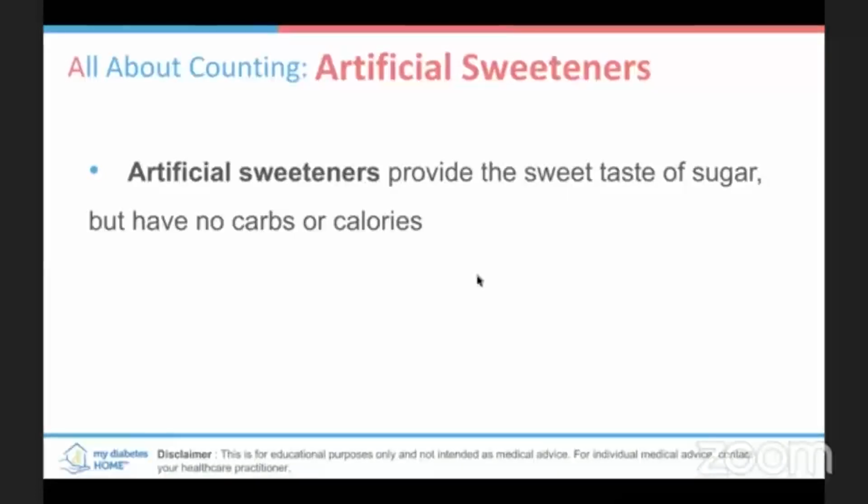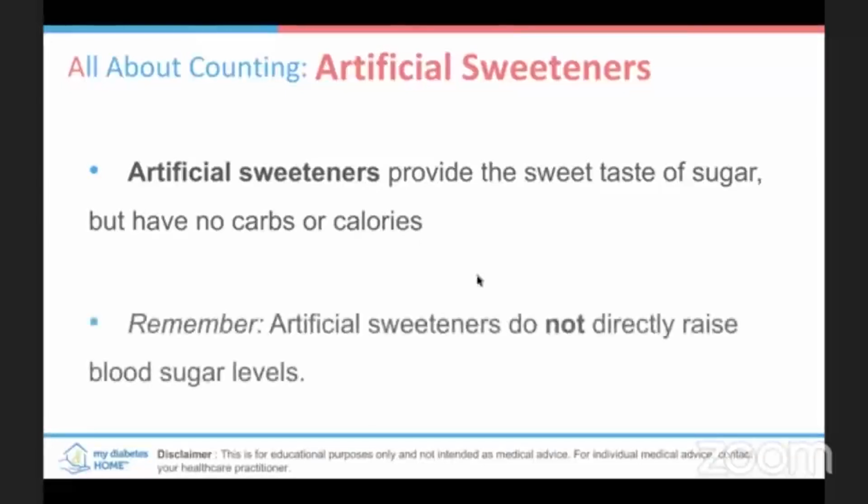My uncle, who motivated me to become an endocrinologist by his death in 1984, I clearly remember him. In India, we used to have these small packs of saccharine, and that's what he used to do for his tea. So yeah, artificial sweeteners do help. They have no carbs or calories, and they do not directly raise blood sugar. Sometimes some of them can increase insulin resistance, but in general, they don't.